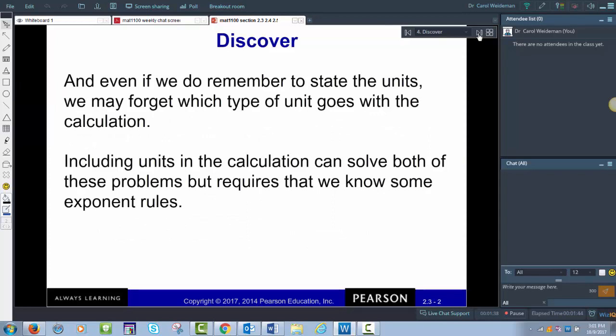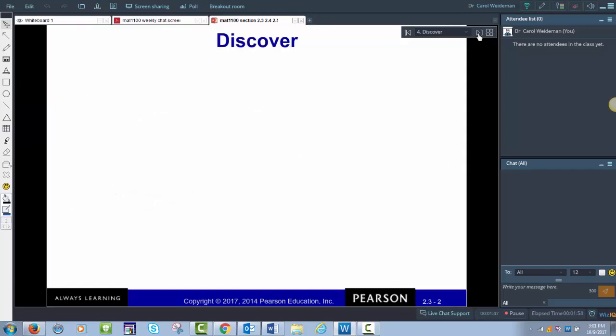Thinking about the kind of calculation you're doing will help you determine, for instance, if you're doing area, you have square units, and if you're doing perimeter, you have the linear or the original units.